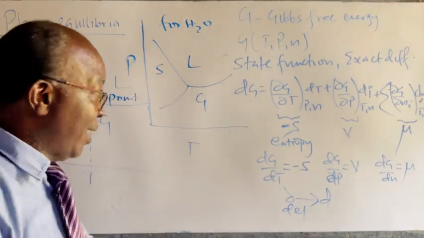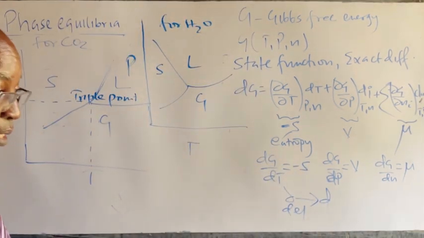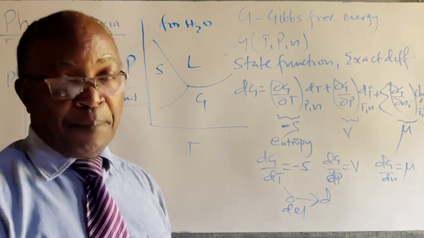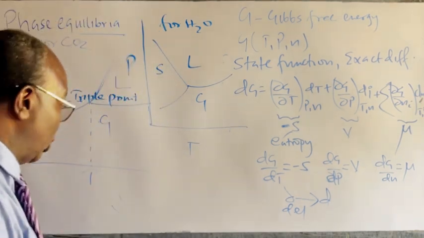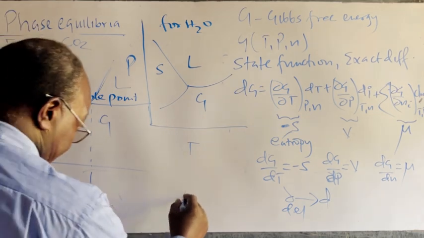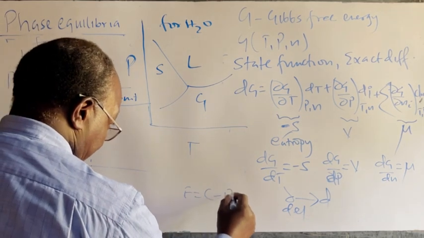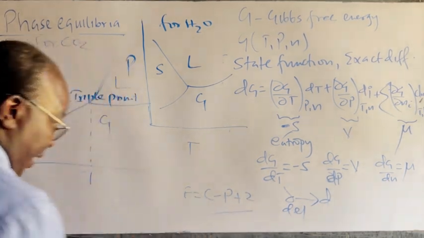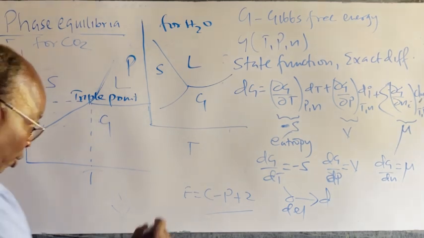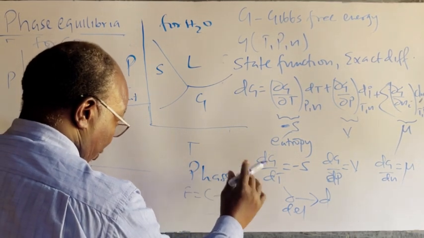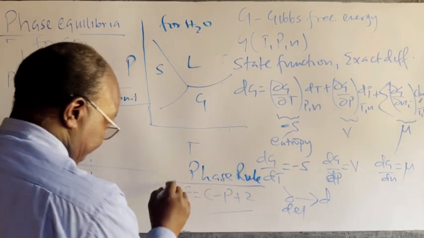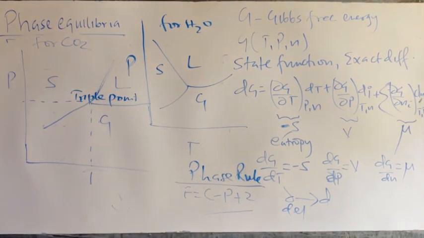And we'll be able to show that from the phase rule, which relates the number of components, the number of phases, and the pressure and temperature variables, to give you what we call the phase rule, which is F equals C minus P plus 2. That is called the phase rule, and we are going to come to it in the next lectures. It's very important in terms of handling these phase diagrams.